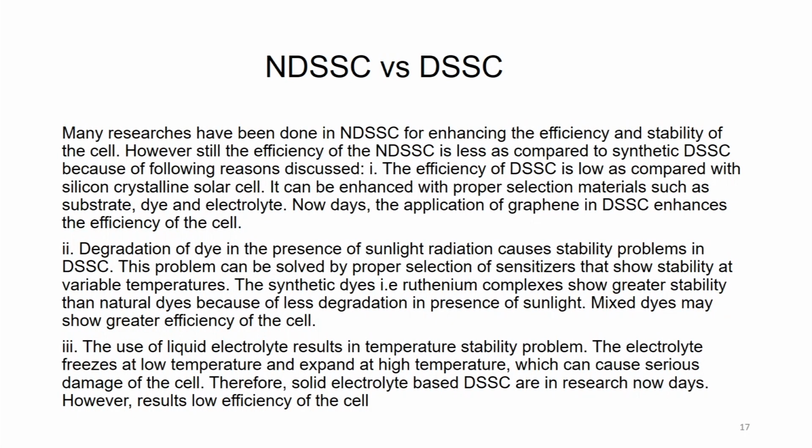Secondly, degradation of dye in the presence of sunlight radiation causes stability problem in the DSSC. This problem can be resolved by proper selection of sensitizers that show stability at variable temperature. So, if we choose an ideal dye which will not get degraded in sunlight, then that is the most ideal solution. The synthetic dyes, that is the ruthenium complexes, show greater stability than natural dyes because of less degradation in the presence of sunlight. Mixed dyes may show greater efficiency of the cell.